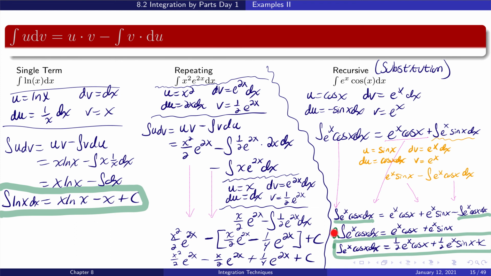Now if I just divide both sides by 2, this is the question, and the right side is 1/2 e to the x cosine x plus 1/2 e to the x sine x. Okay, that's it for part 1 of integration by parts.